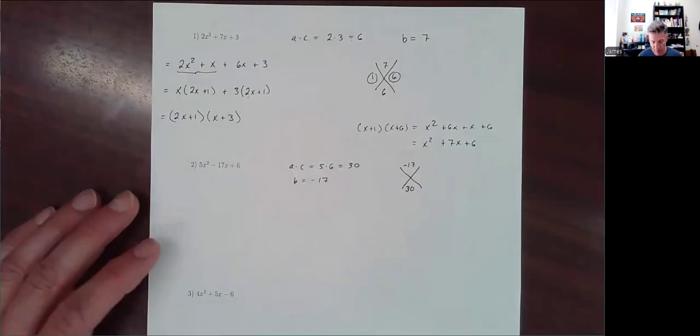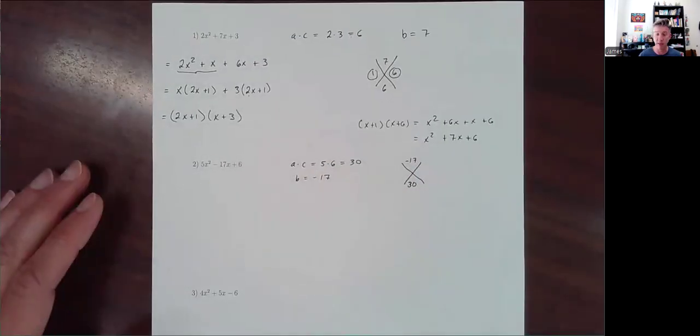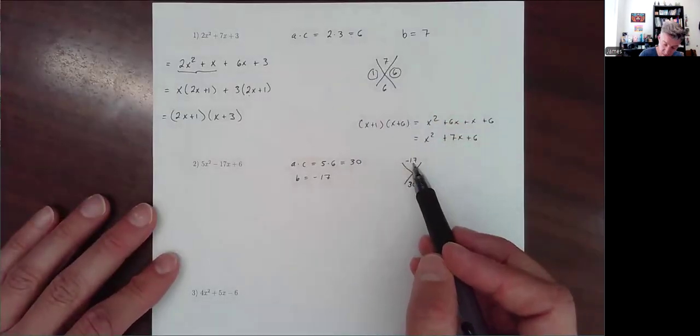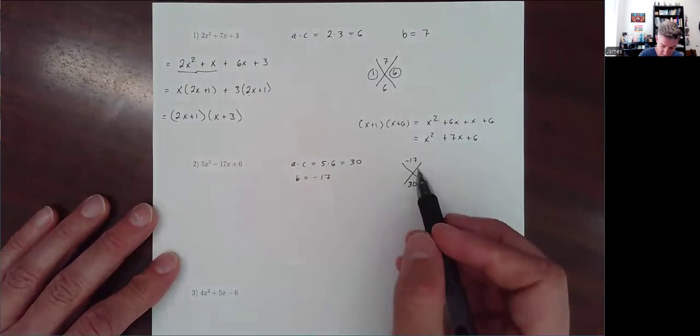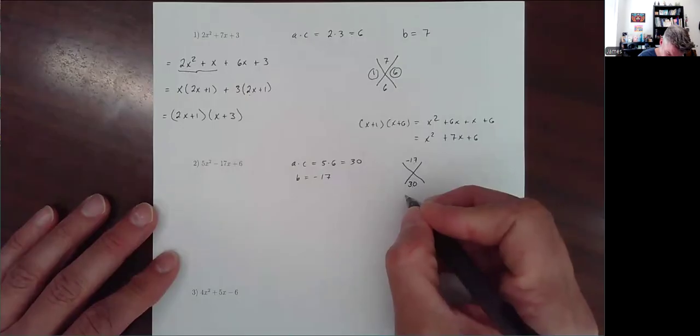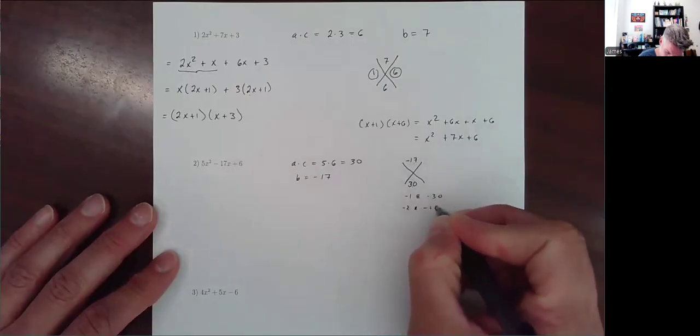Something to keep in mind, if you multiply to a positive number, the numbers have to be the same sign, either both positive or both negative. If you add up to a negative number, they both should be negative. If you add to a positive number, they both should be positive. So here we're looking for two numbers that multiply to 30 and add to negative 17. So our choices would be negative 1 and negative 30. Nope. Negative 2 and negative 15. Oh, there we go. Negative 2 and negative 15.